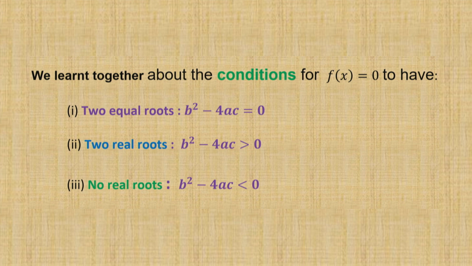So friends, we have reached the end of our session on quadratic functions. Today we have learned together about the conditions for a function to have two equal roots, that is, b squared minus 4ac should be equal to 0. Two real roots, that is, b squared minus 4ac should be greater than 0. And then no real roots, that is, where b squared minus 4ac is less than 0. Now we have also worked some examples for you.